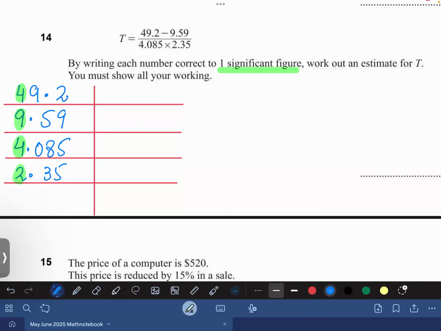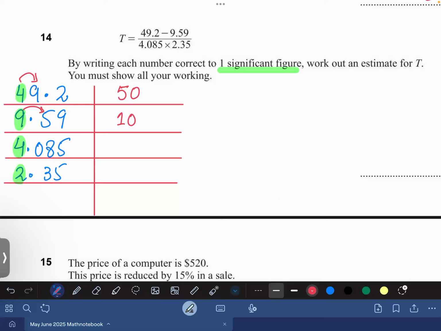Now, what is the digit after 4? It is 9. So we have to add 1 to the previous. So 49.2 will become 50. Is this clear, everybody? Okay, what is the digit after 9? It's 5. Agree? So we have to add 1 to 9. So 9 will become 10.